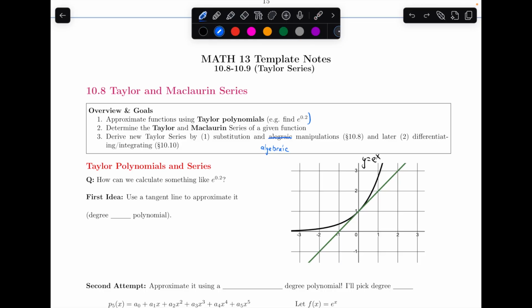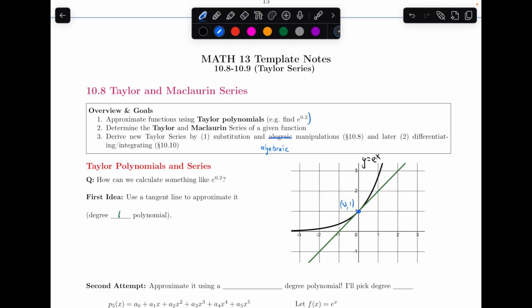I know that if I plug 0 into e to the x, the y value is 1. What I'm interested in is, if I were to plug 0.2 in, where is that output on the e to the x graph? I don't know, but I can approximate it by looking at this tangent line, which I can figure out the equation of, and plug 0.2 into it to get this approximation, which isn't equal to the exact value, but it's pretty close. When I get this tangent line, it's a degree 1 polynomial.